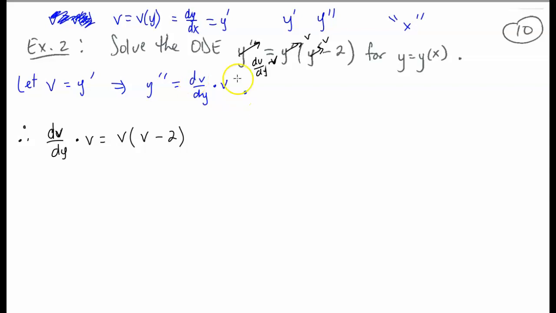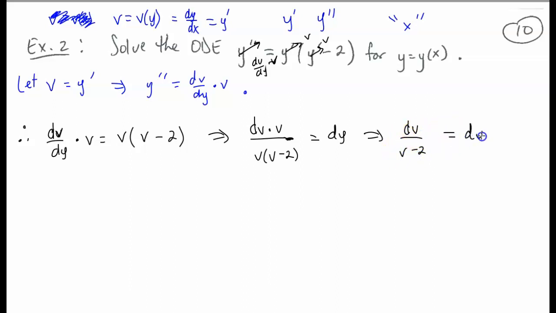And so from there, of course, if I was to rearrange this, I could have everything with v on one side, everything with y on the other. If I do that, I'll have dv times v over v times (v minus 2) on the left, and I'll just have dy on the right. And that will simplify to dv over (v minus 2) equals dy. And of course, that is a separable equation.